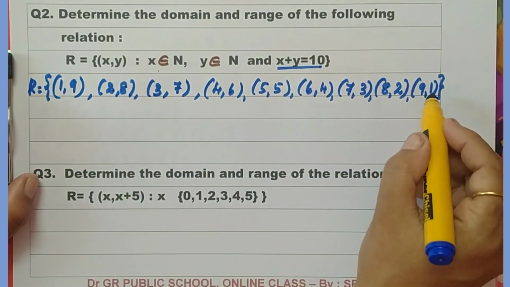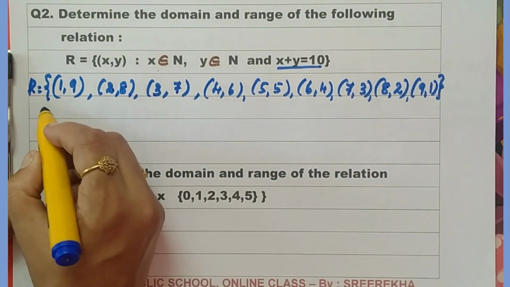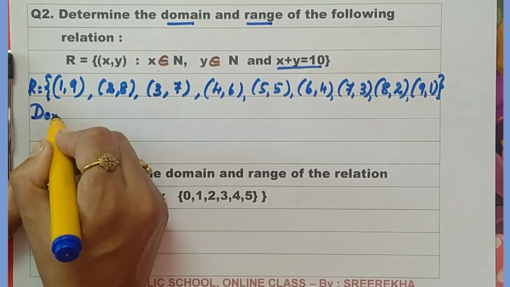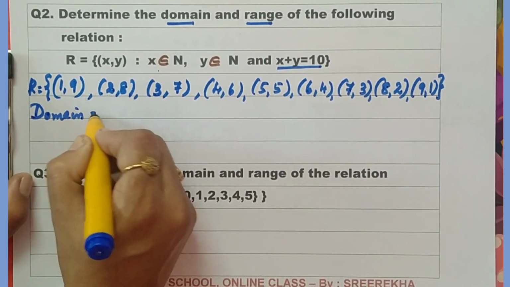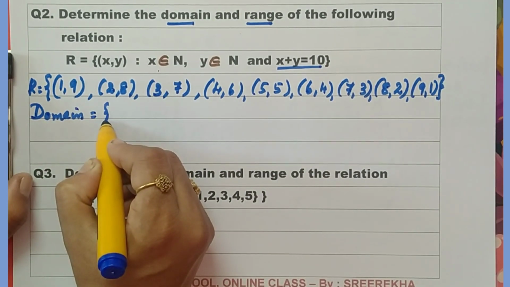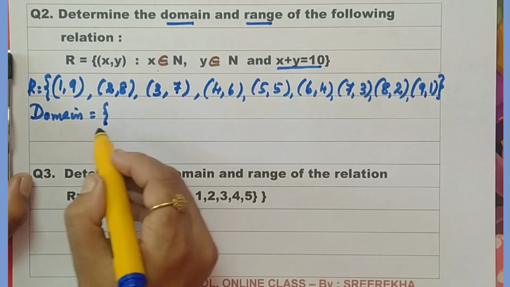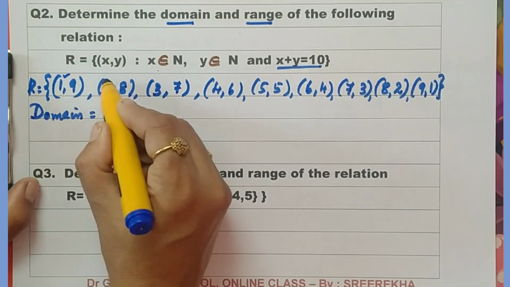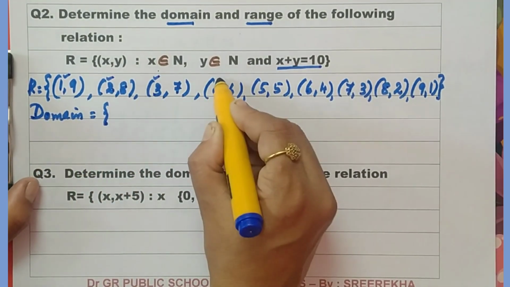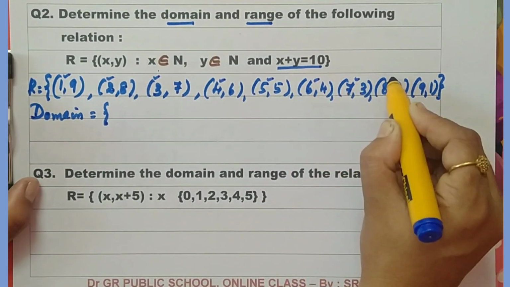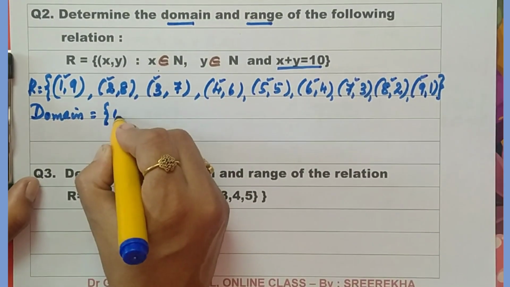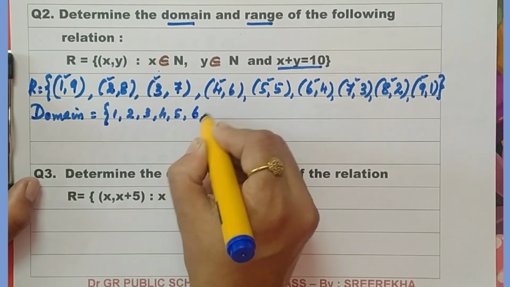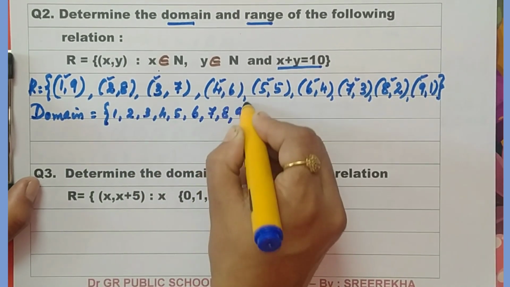So these are the members in the relation. Now you are asked to find the domain and range. Domain equals the collection of first elements in the ordered pairs of a relation. Which are the first elements in the ordered pairs? 1, 2, 3, 4, 5, 6, 7, 8, 9. So the domain is {1, 2, 3, 4, 5, 6, 7, 8, 9}.